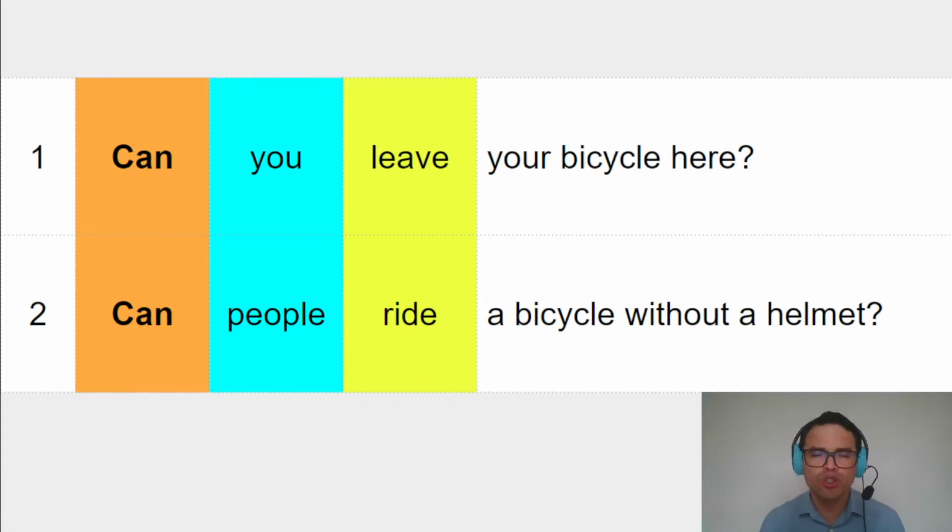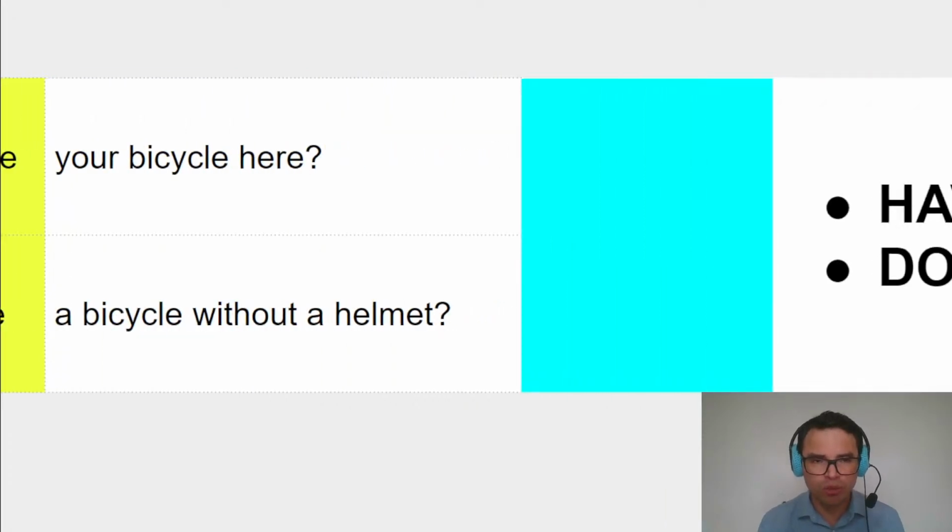So those are two very nice questions, right? Can you leave your bicycle here? Is it okay if I do it? Is it permitted? Is it allowed? Number two. Can people ride a bicycle without a helmet? Is it okay to do it? Is it allowed to do it? Is it permitted to do it? So orange, modal verb. Light blue, subject. Yellow, verb in base form.